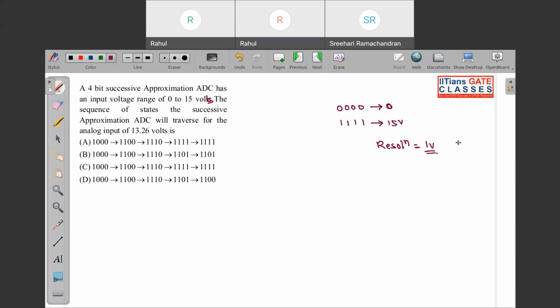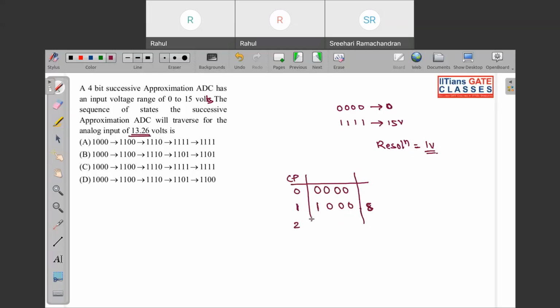Resolution is 1 volt. So if resolution is 1 volt, initially the bit count of SAR will be 0. So this is for the 0th clock pulse. At the first clock pulse, the MSB bit will be 1, meaning 1, 0, 0. So for this, the voltage will correspond to 8. So it is still less than the desired voltage.